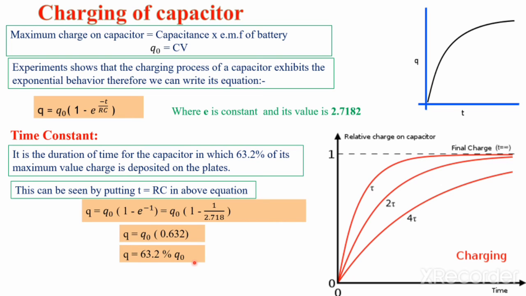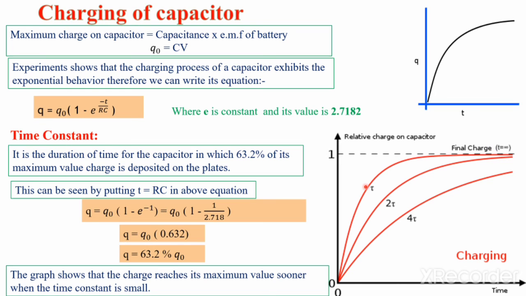The graph shows that the charge reaches its maximum value sooner when the time constant is small. For a smaller value of the time constant RC, charging of a capacitor takes less time; at a larger value of RC, the capacitor takes more time to go from zero value to 63.2% of its maximum value.